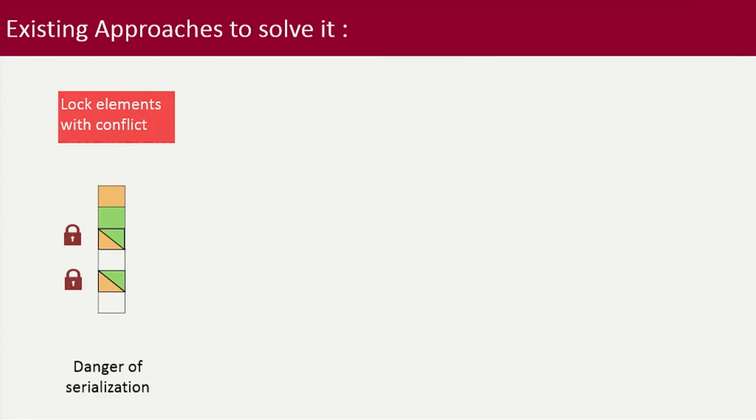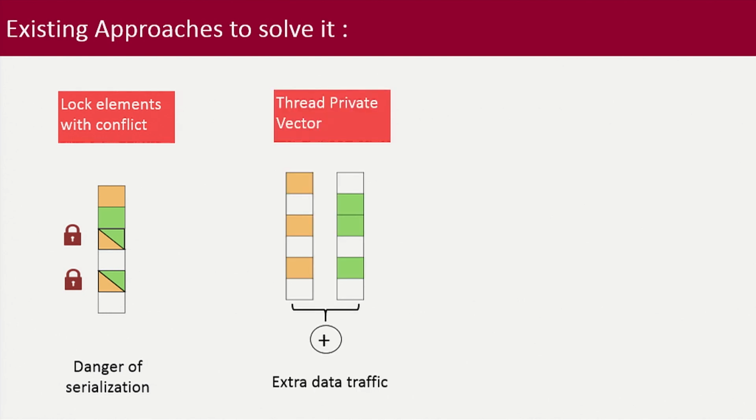There exist approaches to solve this kind of problem. For example, one could use locks, which allow only one thread to write or update an element at the same time. But with this, one has to pay the price of serialization. Another approach is that each thread stores a private copy of the vectors and updates only this private vector. At the end, results of all threads are combined with a reduction operator. Obviously, here one has to pay the price of extra data traffic.